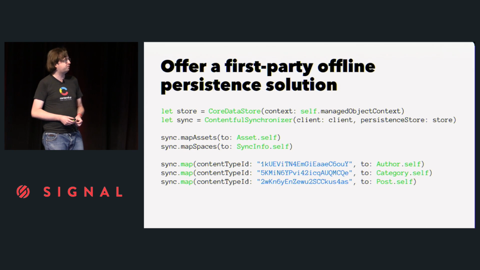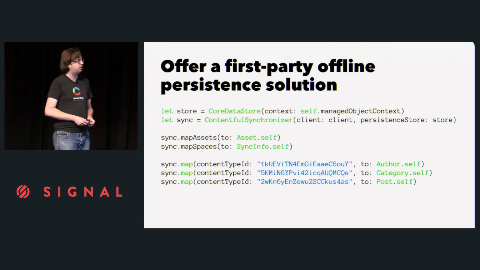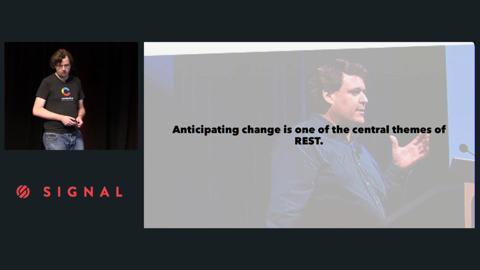Another thing that worked really well for us for the API client is we offer a first-party offline persistence solution. So often this is something people have to build themselves, and we have a small library which basically is able to simply map stuff that comes from Contentful to a local Core Data database. It doesn't actually do that much in terms of code, but it's a nice way of giving people a first-party solution to offline persistence.